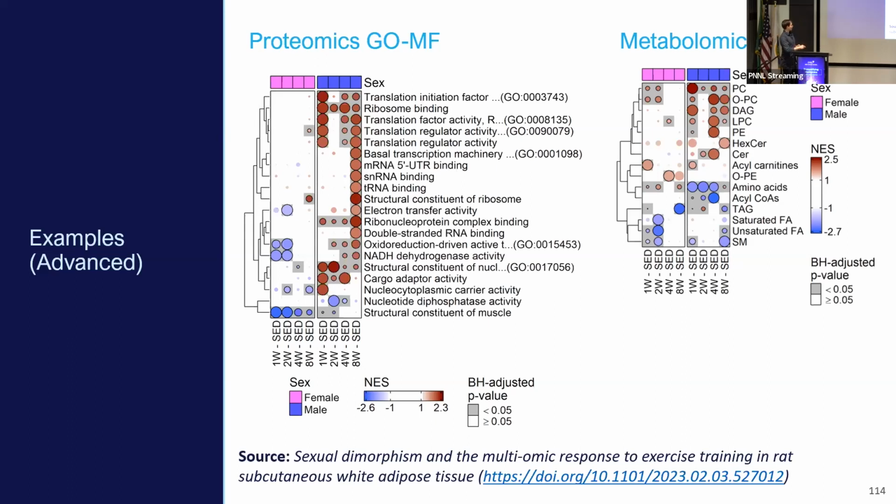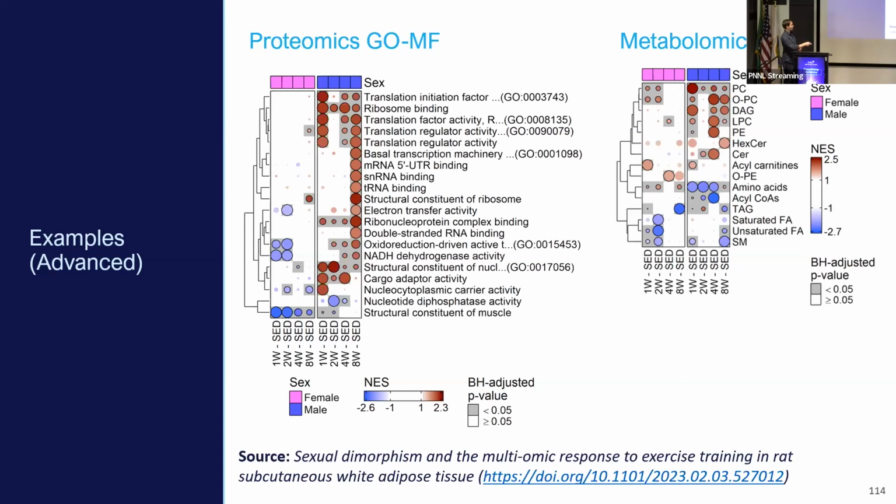Or here in females, we can see that this structural constituent of muscle term at the bottom actually decreased with 1 week of training, and it continued to decrease at all weeks, but it was less of a decrease at 8 weeks. So we can actually see the temporal pattern of this set.